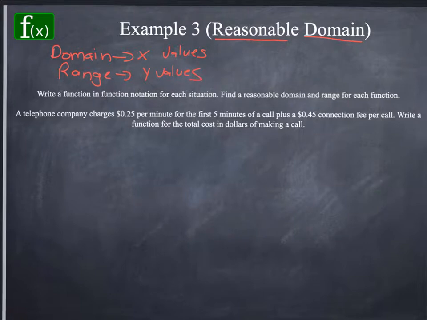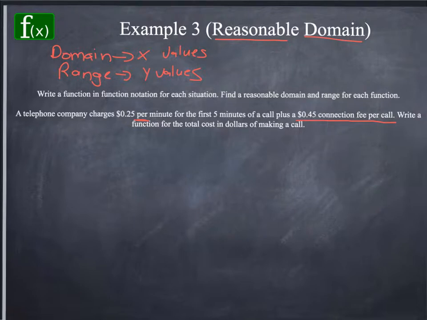Okay, so now let's go ahead and read this. A telephone company charges 25 cents per minute for the first 5 minutes of a call, plus a 45-cent connection fee per call. So that doesn't depend on the minutes. That's just per call. Write a function for the total cost in dollars of making a call.